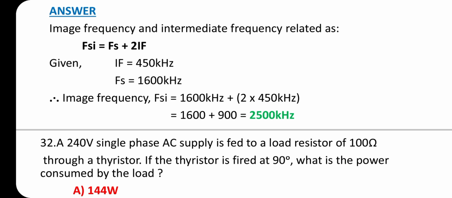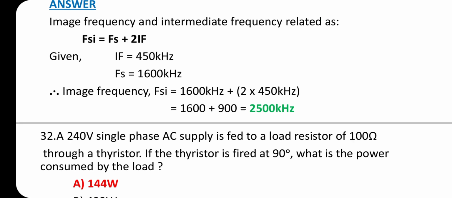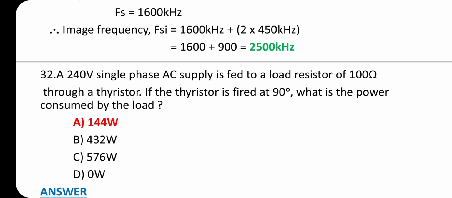Here IF intermediate frequency is 450 kHz and Fs is 1600 kHz. After substituting, we will get Fsi equal to 2500 kHz.